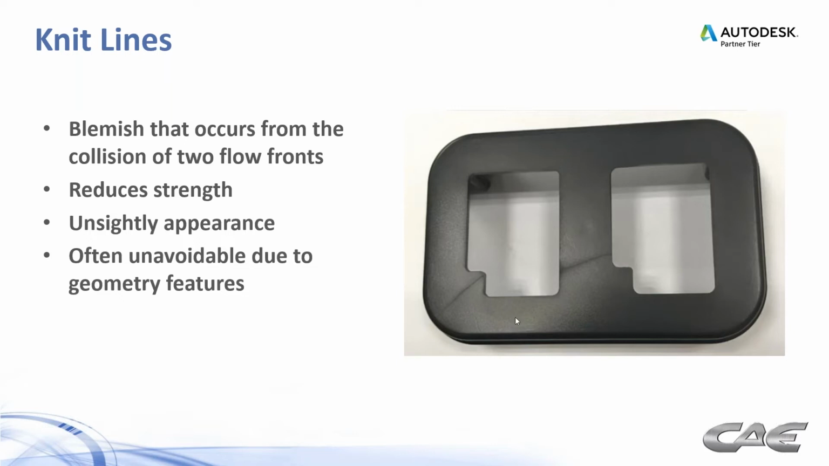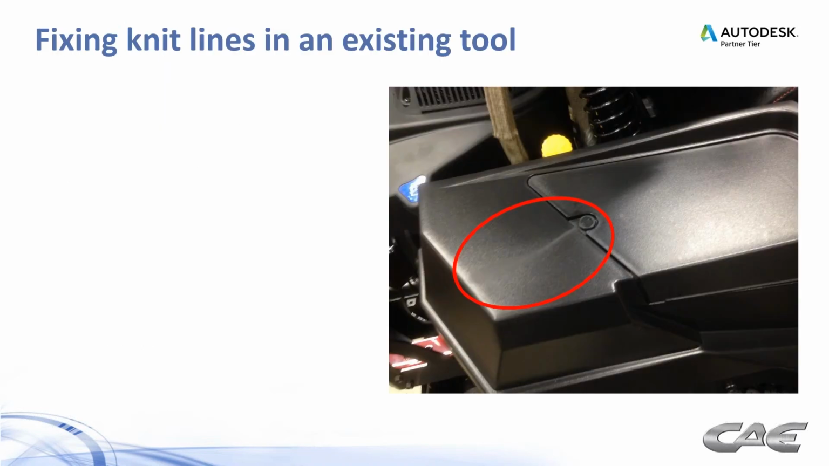one you see here. You have a hole in the part. This also occurs oftentimes on tall standing cores. This is an example. This is a riding mower. And when they started molding parts, they saw this giant knit line that was very unsightly.